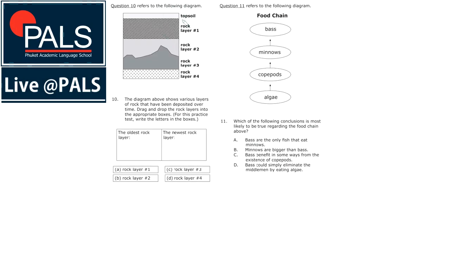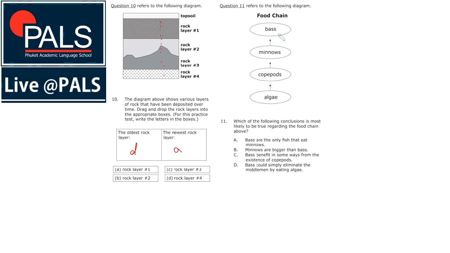Question 10 refers to the following diagram, which shows layers of soil and rock. We have the topsoil here, then rock layer 1, 2, 3, 4. The diagram above shows various layers of rock that have been deposited over time. Drag and drop the rock layers into the appropriate boxes. The oldest rock layer, that should be rock layer D, the lowest rock layer, because they have deposited over time, and the nearest is the topsoil or rock layer 1, so A.